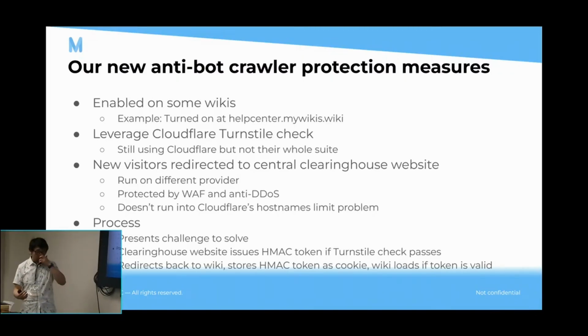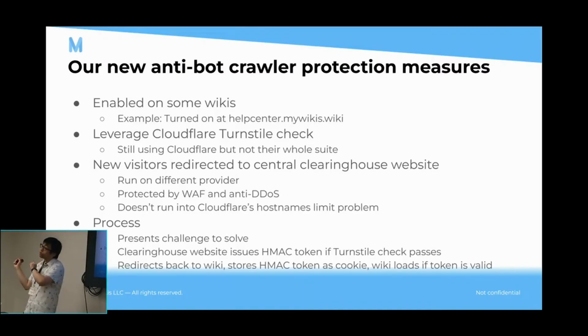The way it works is we leverage Cloudflare Turnstile. We put it on a central clearinghouse page. If you visit a wiki on MyWikis that is subject to this protection measure, whenever you load into the wiki, it's going to check to see if you have a cookie stored with an auth token. If it doesn't, we'll redirect you to this clearinghouse. You have to go through a Cloudflare Turnstile check first, and then if it succeeds, you'll be redirected back to the page you started on the wiki, and you'll be let through.